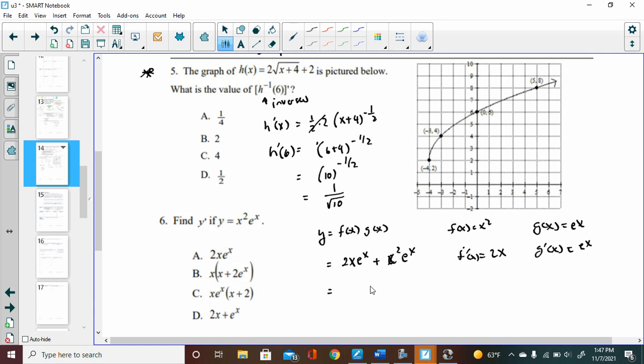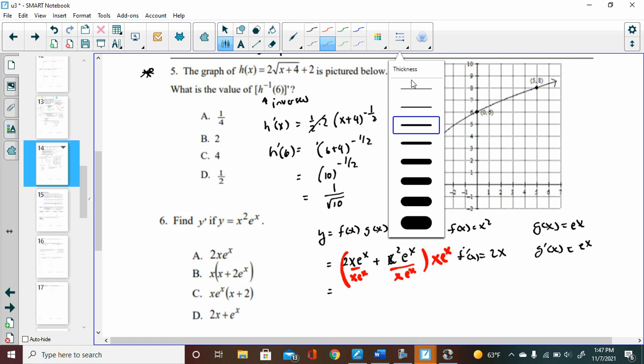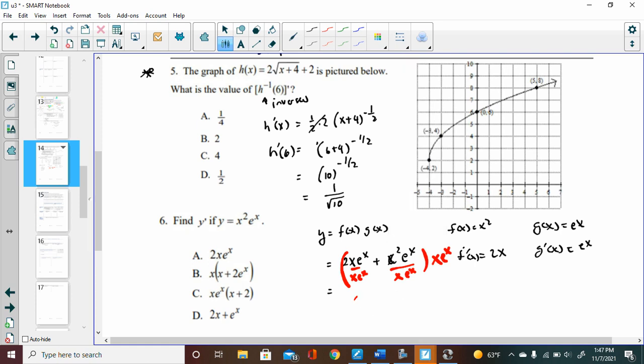I want to pull some things out here so I can factor out two things. I can factor out x e to the x over here and x e to the x right here, and it's going to come out to the outside. All right, make this smaller, simplify. I have 2 plus x times this quantity times x e to the x. Best answer here would be C.